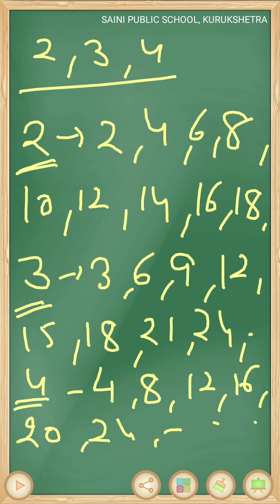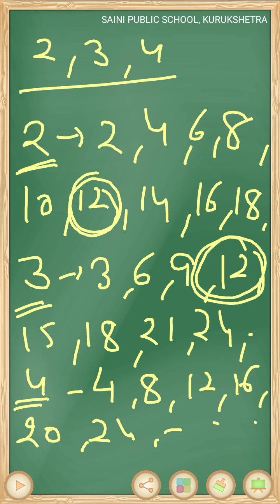Common multiples, common numbers. What are common numbers? First common number is 12. You can see here. First common number is 12. All other numbers are different before 12. Okay. Now next common number, 12 is here also. We will see the number in all 3 multiples. Okay. First number is 12.